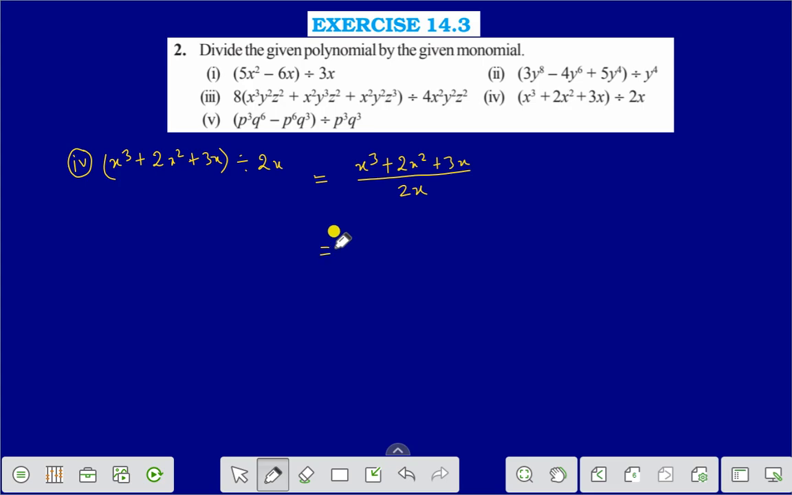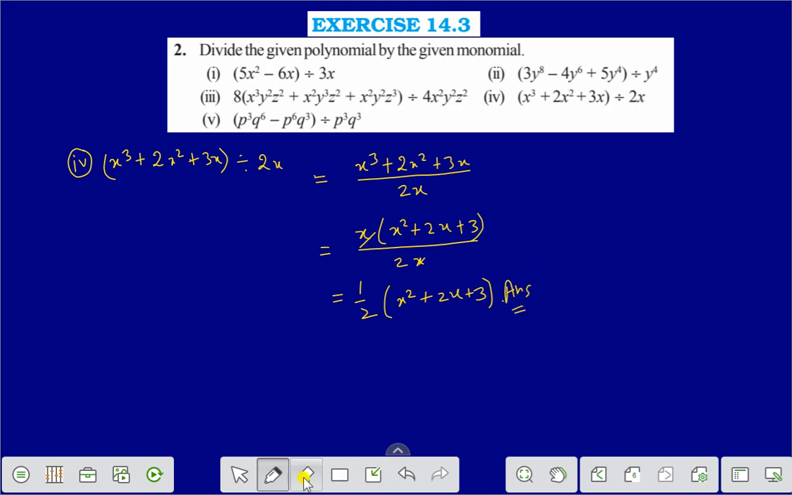If we take x as common, then we are getting x square plus 2x plus 3 divided by 2x. This x will cancel and we are getting 1 by 2 into x square plus 2x plus 3, and that is the answer. That is the answer of question number 4.